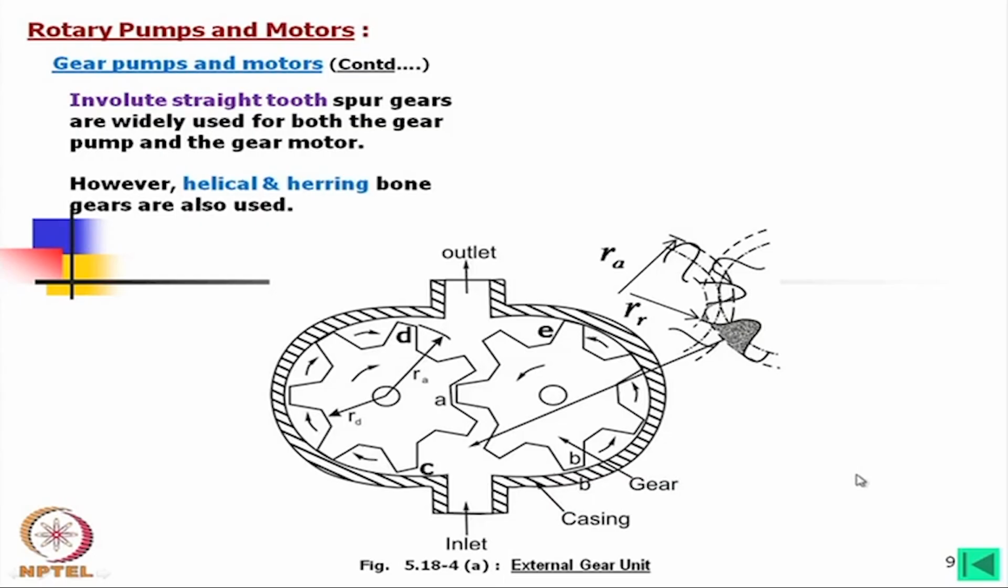Now, I have already told that common is straight tooth spur gear, but also helical teeth are used for the gear pumps. This is a single word, herringbone. Herringbone gear, you know what is herringbone? You know double helical gears. So, herringbone gears are double helical gears, but in the middle they are connected. So, herringbone gears are used, but you will find the most common are straight tooth spur gears.